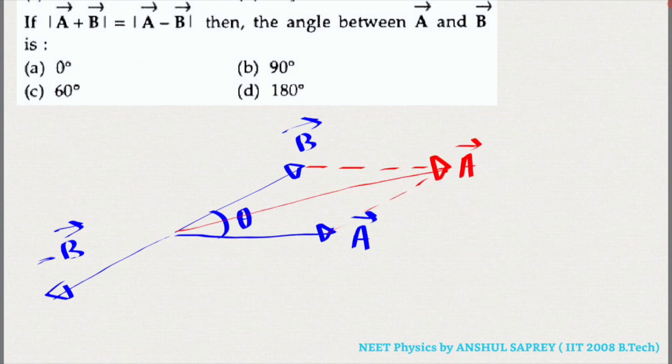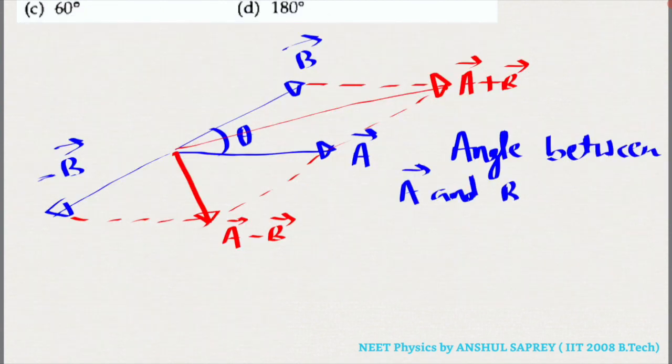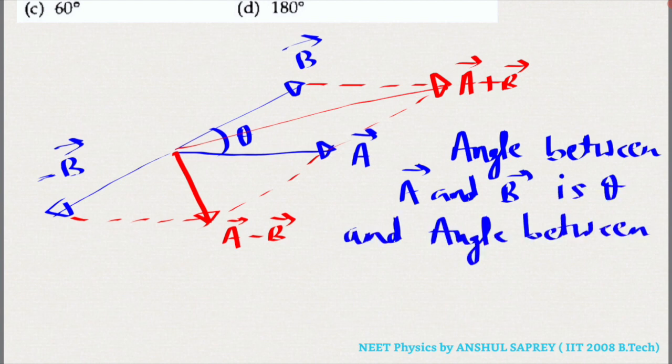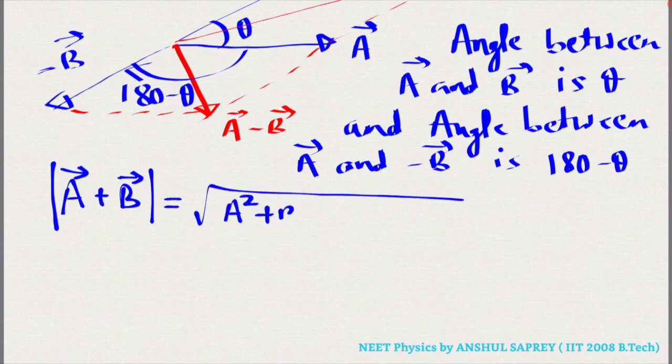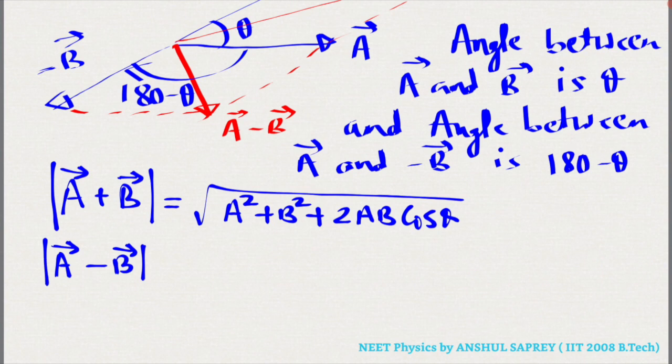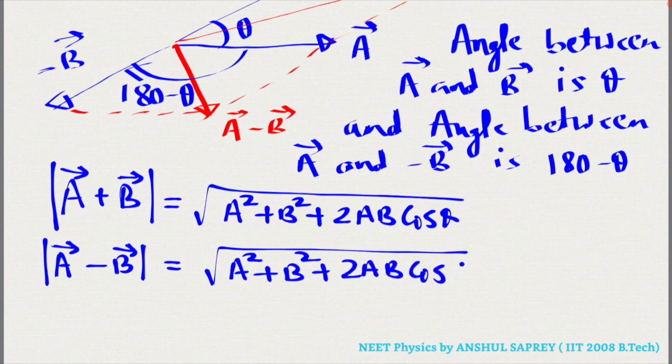This diagonal is a vector plus b vector, and if we complete the parallelogram involving a vector and minus b vector, the diagonal will represent a vector minus b vector. So the angle between a vector and b vector is theta, and the angle between a vector and minus b vector is 180 minus theta. So the resultant of a and b, that is magnitude of a vector plus b vector, will be square root of a square plus b square plus 2ab cos theta, and magnitude of a vector minus b vector is equal to square root of a square plus b square plus 2ab cos 180 minus theta.